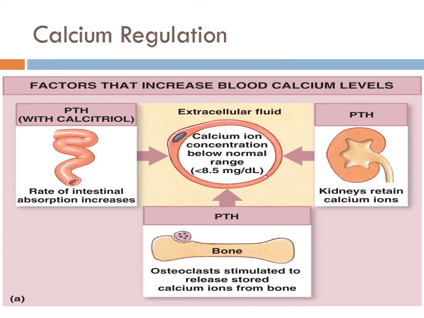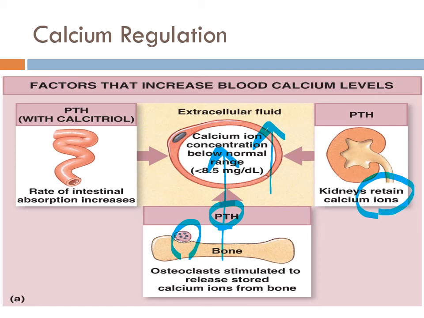Calcium regulation. So here's just pictures of what we were just talking about. So parathyroid hormone is going to increase, here we are increasing blood calcium levels. So parathyroid hormone is going to stimulate osteoclasts to release calcium, which is going to go into the blood. It's going to stimulate the kidneys to retain calcium, so more calcium will go into the blood. And it is going to increase the rate of intestinal absorption. So you're going to absorb more calcium and send calcium into the blood. So parathyroid hormone, increasing blood calcium levels.